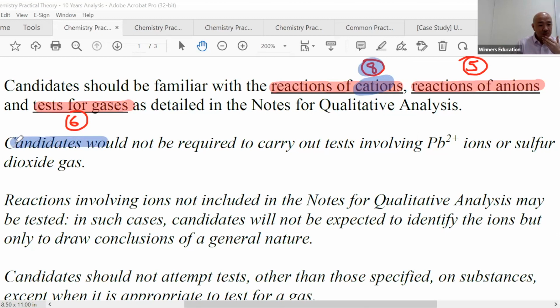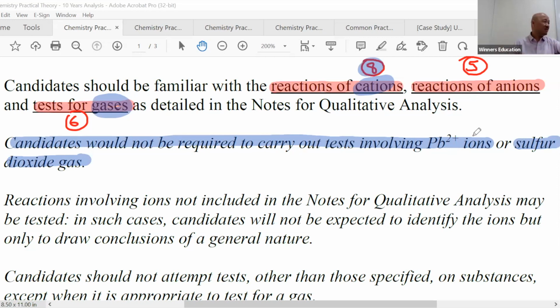You will not be required to carry out tests involving Pb2 plus. As for the gases, the 6 of them, sulfur dioxide also won't be tested. Why? Once again, because they're toxic, so you're not supposed to handle them. Which means, you know what I'm saying?